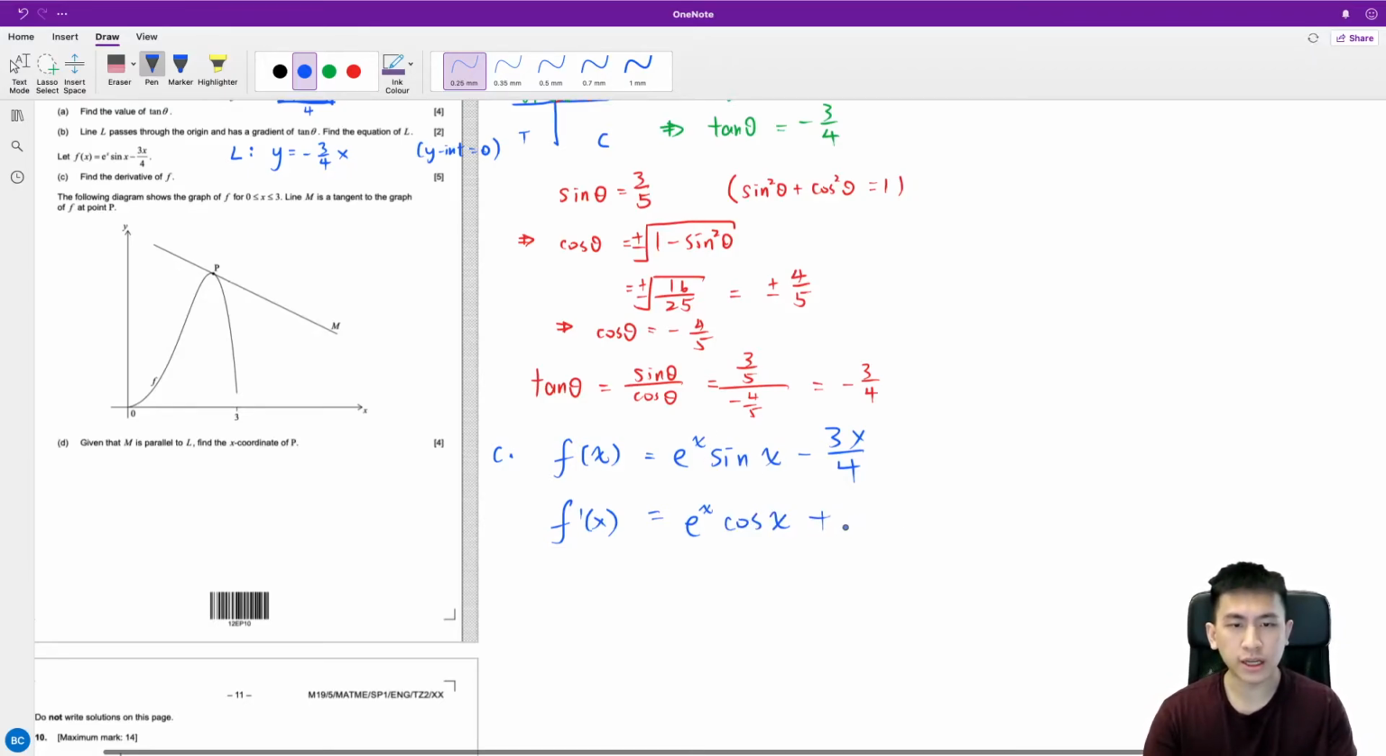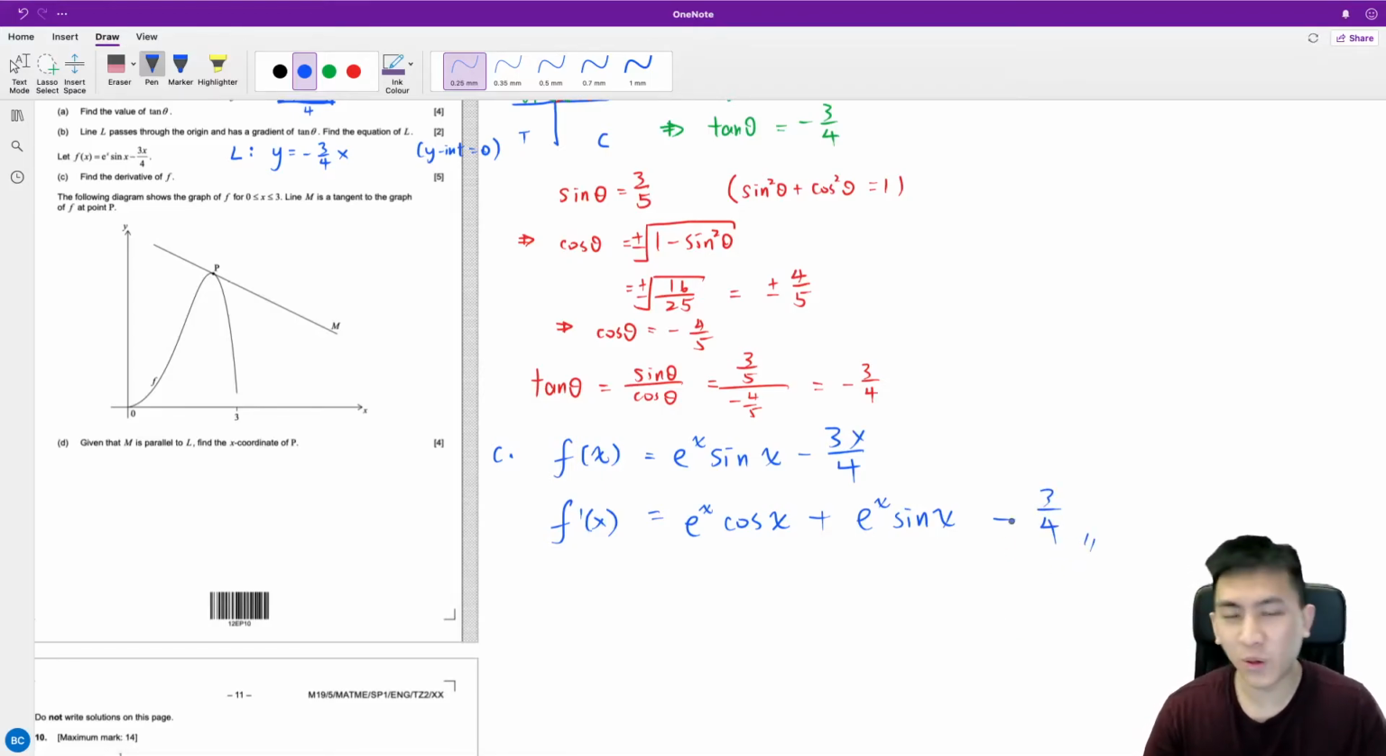But if you differentiate e to the power of x, it just gives you the same thing. So it gives you this. And minus 3/4 x, which is just 3/4. And that's it. Oh, I just realized I did the whole thing in one step.